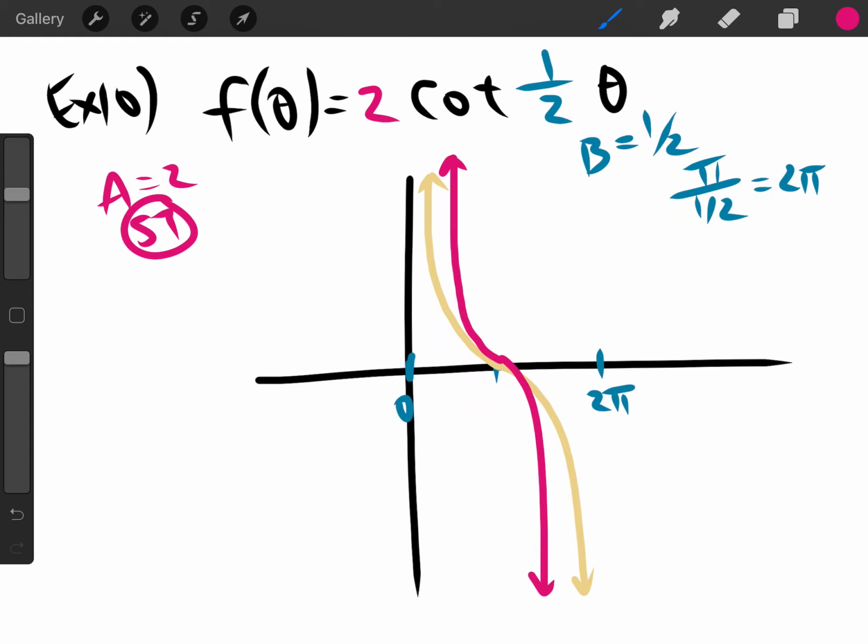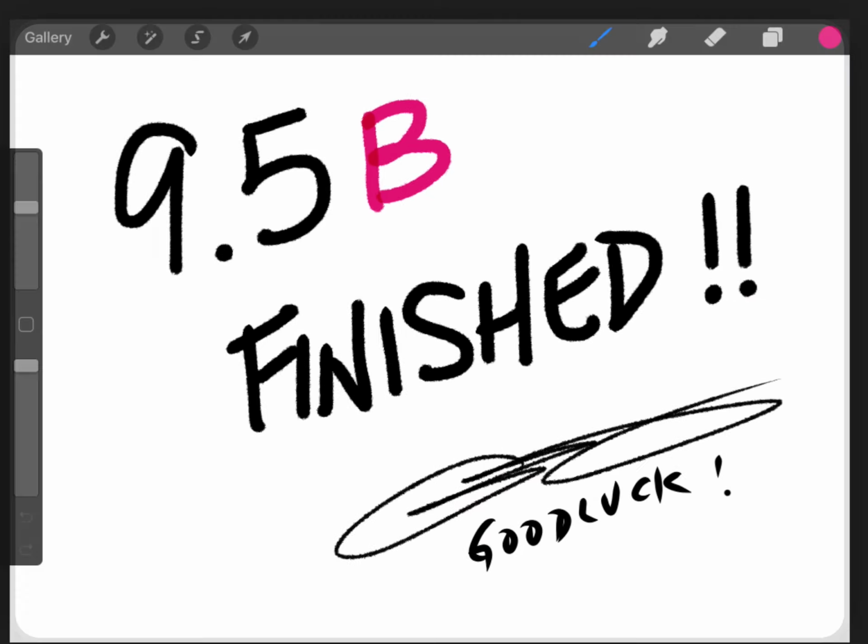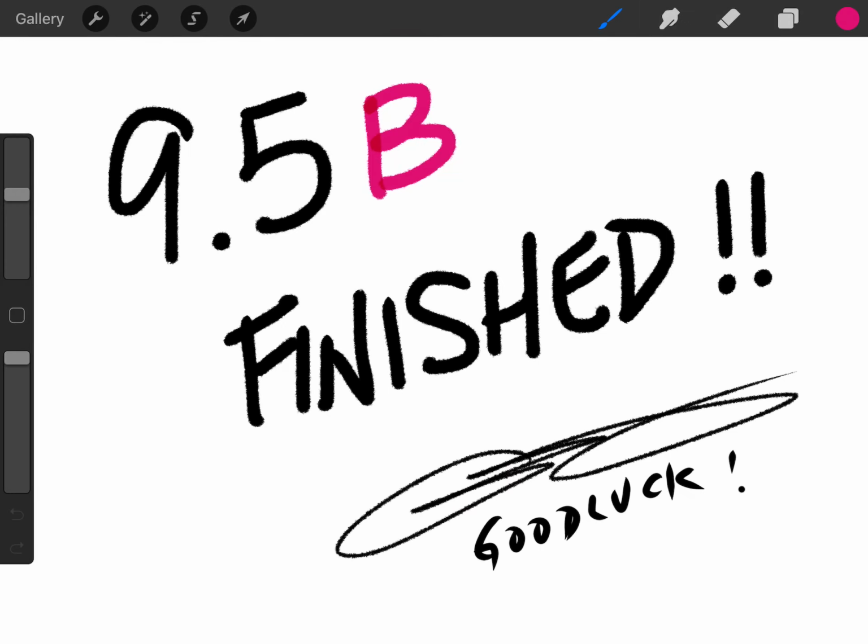That's the last example. You guys might be aware that I'm not showing you any horizontal or vertical translations. It's just because I looked at the textbook, it's not in there. Just go ahead and worry about the a value and b value, and that should be it for what you guys are going to be quizzed on later. Okay, 9.5b, that's finished. And then next one is going to be 9.6, no more graphing. You guys are going to do some calculations, and then good luck and stay safe and healthy.